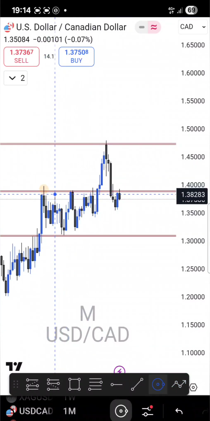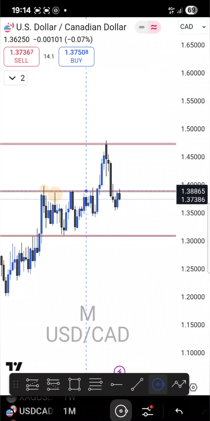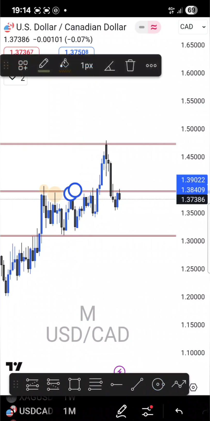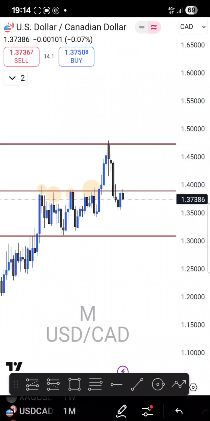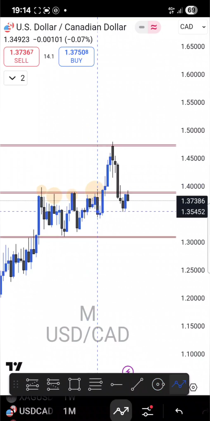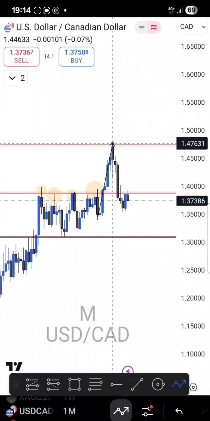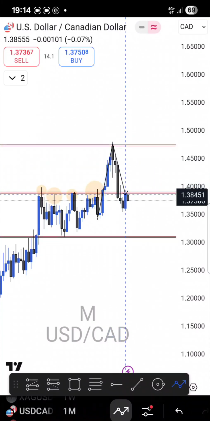1, 2, 3, 4. And then when it got to the fifth time, what did price do? Price managed to break above to the next monthly resistance. We expected price to do a retest or come down a little bit and then continue to buy.